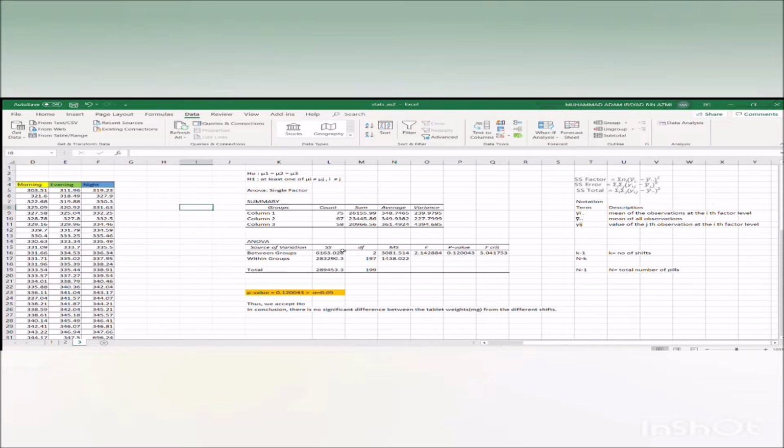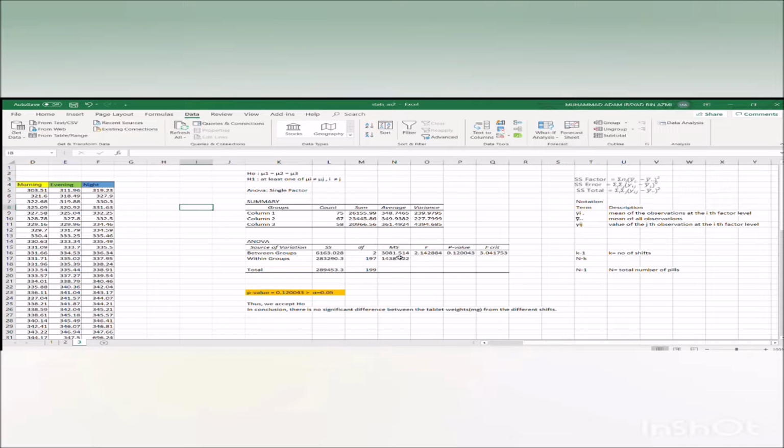So after that, we got this table which shows the sum of squares, degrees of freedom, mean square, F distribution, and p value. To get the F value, we can use the formula of the mean square between the groups divided by the mean square within the groups. So we got this value.